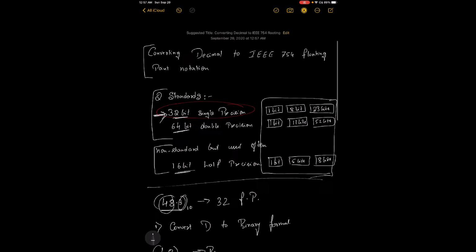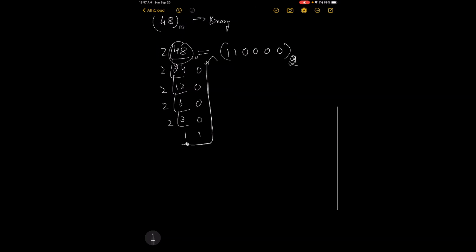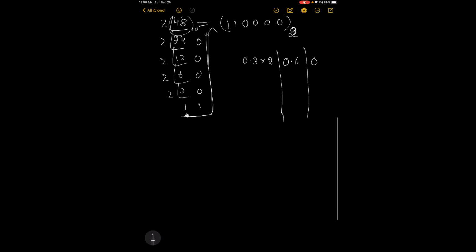Now the remaining is the fraction part, which is 0.3. The process is a little different. For the left part, 48, we divided by 2. For the fraction part, we multiply by 2. So 0.3 times 2: 3 2s are 6, so 0.6, and the integer part is 0 here. Next we take 0.6 times 2. I just took this number and multiplied it by 2. 6 2s are 12, which is 1.2.